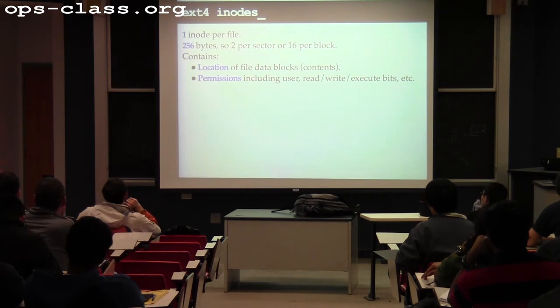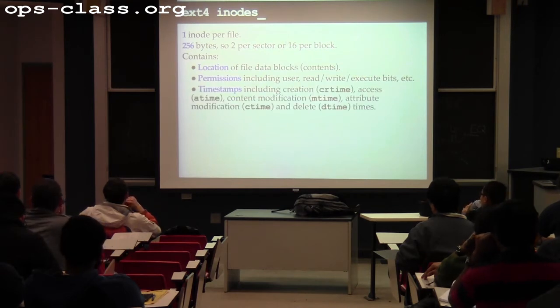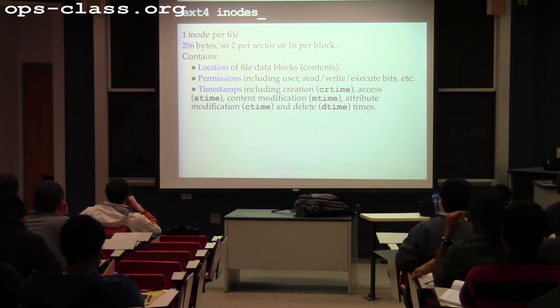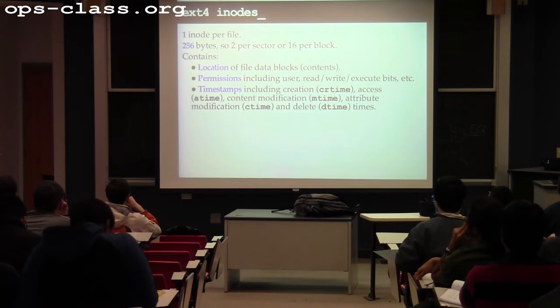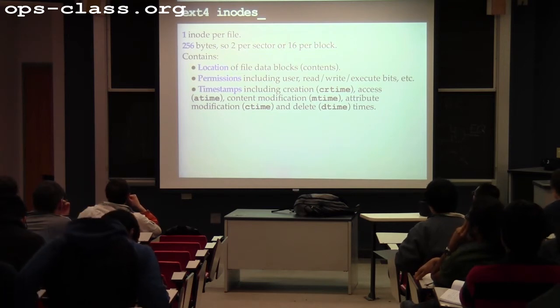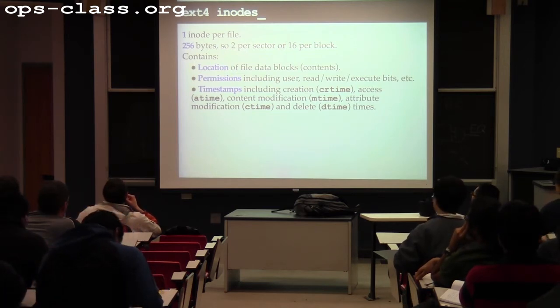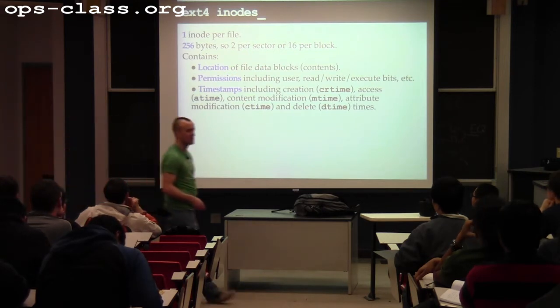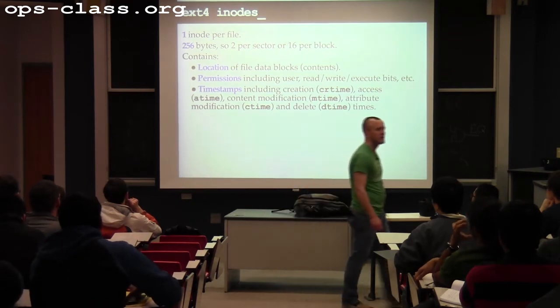The inode contains permissions and a number of different timestamps, right? The creation time, last access time, last time the file was written to, or the content modification time, the last time the attributes of the file were changed, and then a deletion time. So that's kind of interesting. In what sense does an inode contain a deletion time? Why might that timestamp strike you as a little weird?